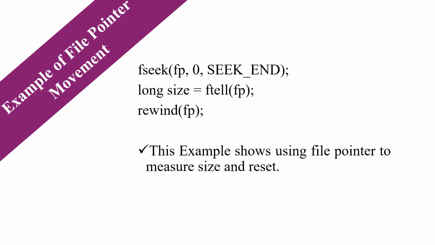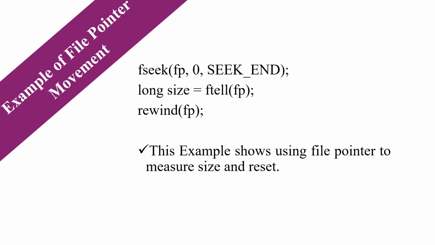Next is an example of file pointer movement. This is a simple but very useful example of how to use a file pointer. First we have fseek(fp, 0, SEEK_END). This moves the file pointer straight to the end of the file. Why do we do this? Because at the end, the pointer position is the same as the total number of bytes in the file.